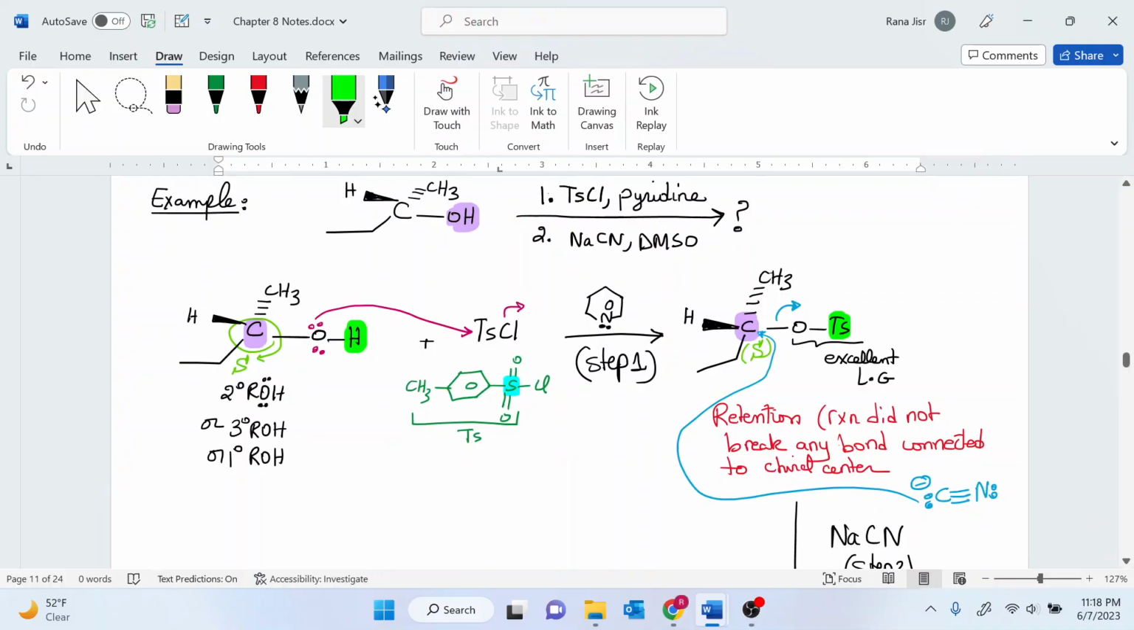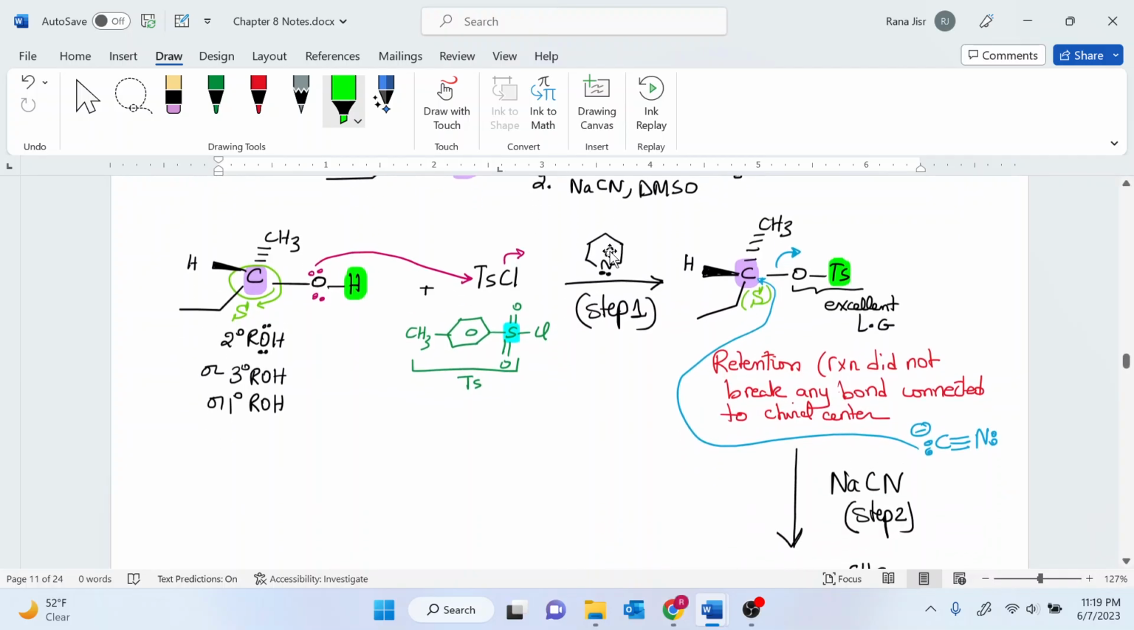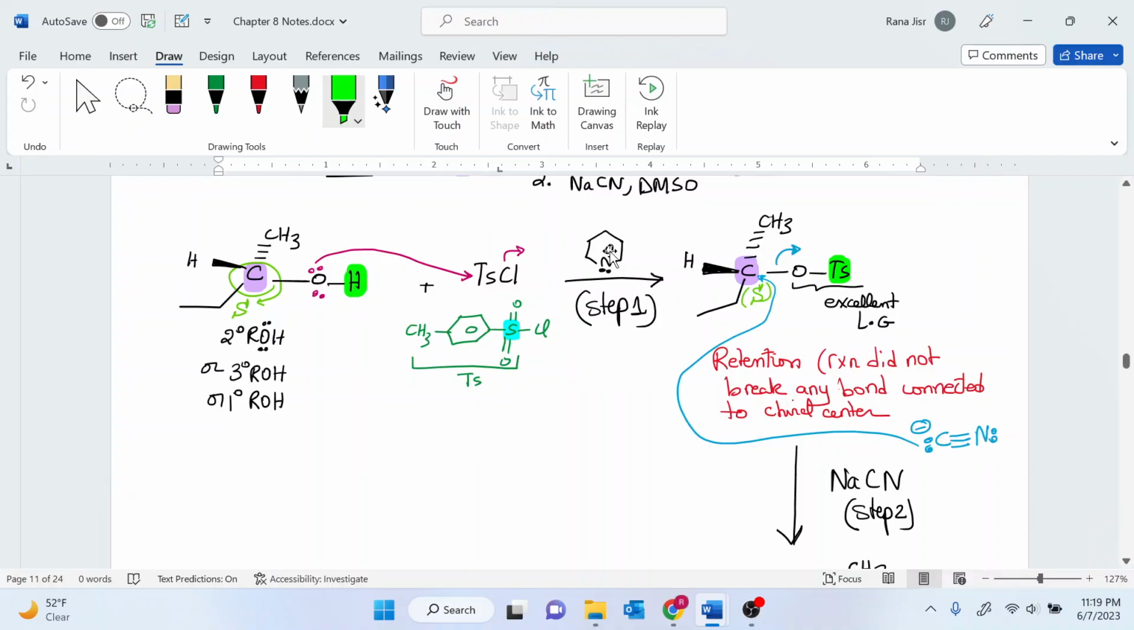Now, since this is an OTs and I'm using a CN minus, we know that CN minus proceeds by substitution only. This goes by substitution only. Please review the rules for substitution and elimination of alkyl halides. So the CN is a strong nucleophile. This guy over here, it's a strong nucleophile in there. So it's going to proceed by SN2 only. There is no elimination with the CN. So the CN over here is going to come and attack from the opposite side of the OTs. OTs is on the right. So the CN is going to attack from the left.